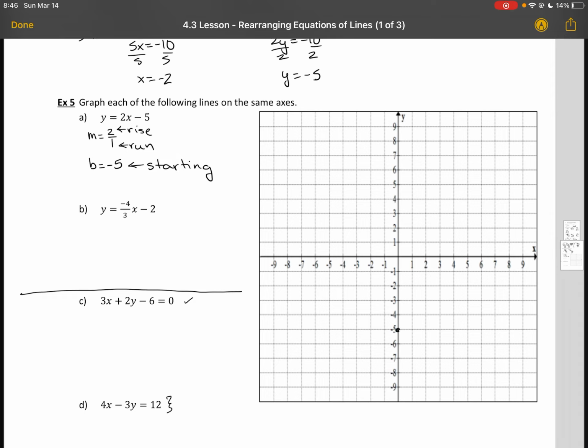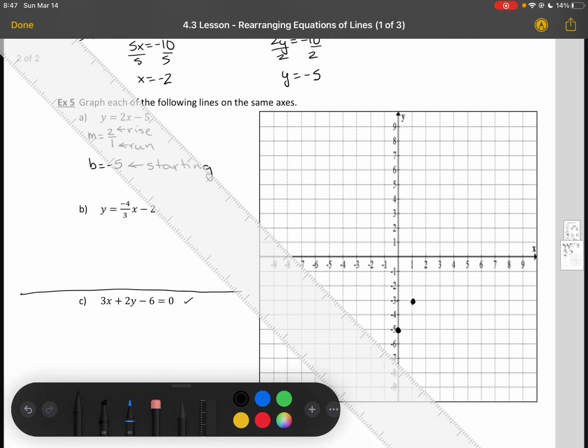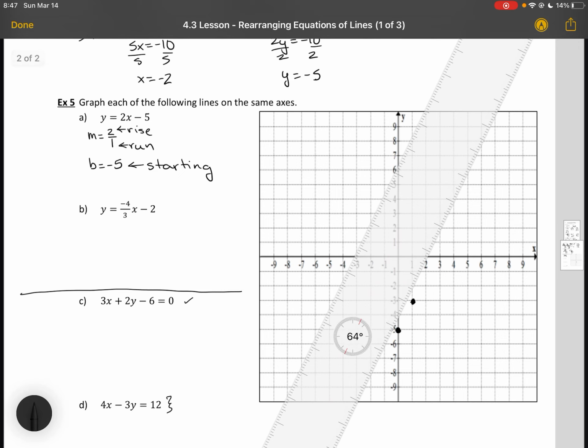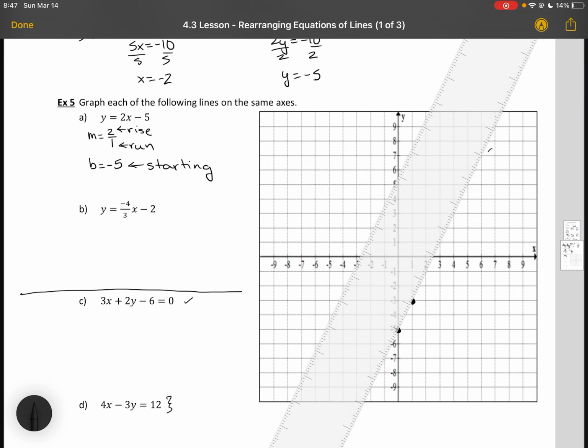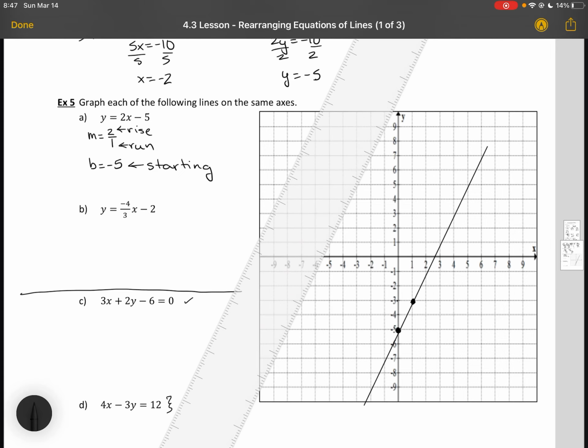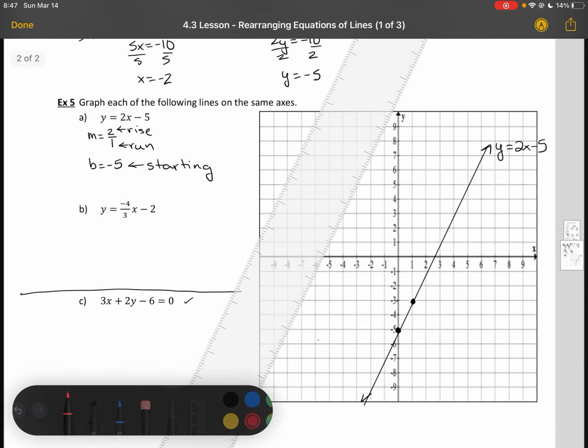So I'm going to put my starting point at minus 5. To get to my next point, I'm going to rise 2 and run 1. Now that I've got 2 points, I can connect the dots and draw my line all the way across the graph, and then I label it as y equals 2x minus 5. Let's do the next one.